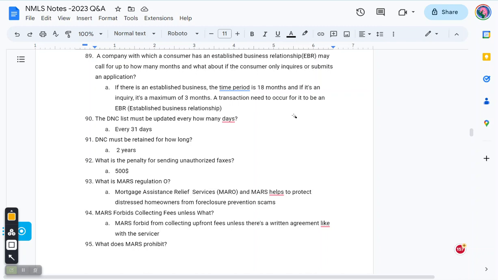Let's give an example here. As a mortgage loan originator, you went into an established business relationship. That means you made a transaction or you got a loan from an entity, and that's called an established business relationship. If that's the case, you can call that customer for a time period of 18 months. However, if there was no transaction and it was just an inquiry, then the maximum time period within which you can have these conversations is 3 months.